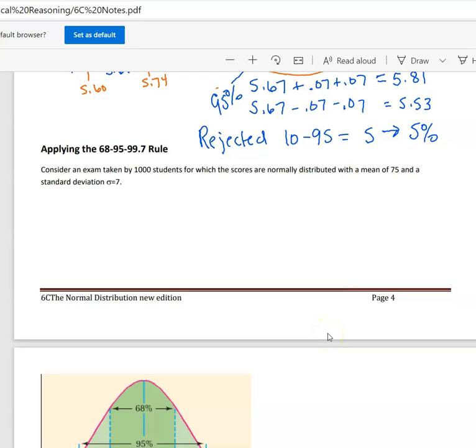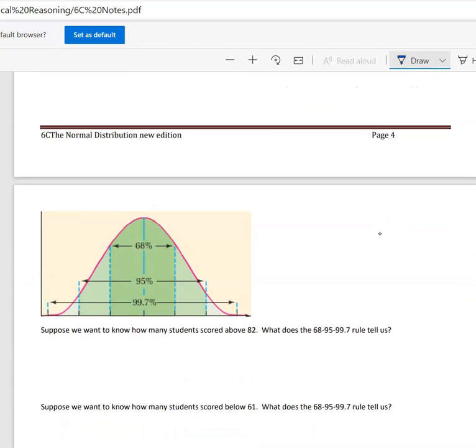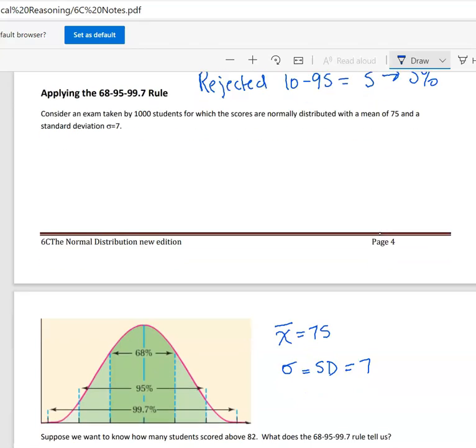Okay, this is the second part of 6C, and the problem says consider an exam taken by 1,000 students for which the scores are normally distributed with a mean of 75 and a standard deviation of 7. So it's going to ask us some questions here. I'm going to go ahead and write down what we know: a mean of 75 and a standard deviation of 7.